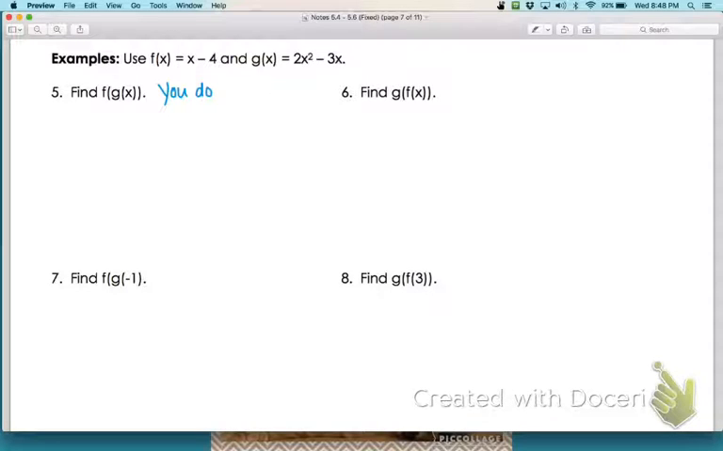And then for number 6, g of f of x is where it gets a little bit trickier. So f of x in this case is x minus 4. Whoops, I don't want f, we're doing g. So we want g of x minus 4 because that's what f of x was equal to. So when I do that, g of x is 2 times x minus 4 squared minus 3 times x minus 4. So this is what we substituted in. Those are where the x's used to be.